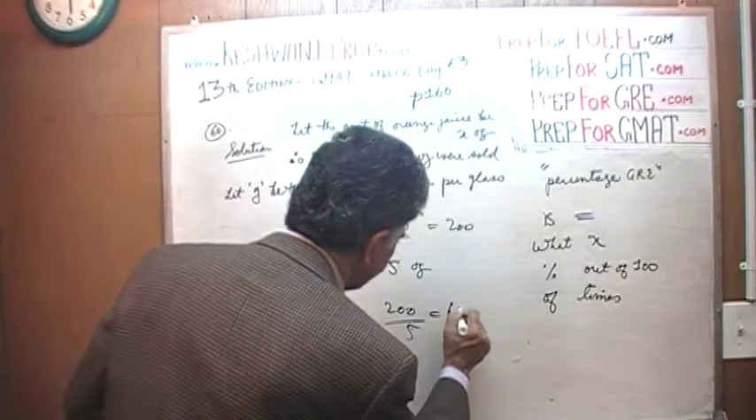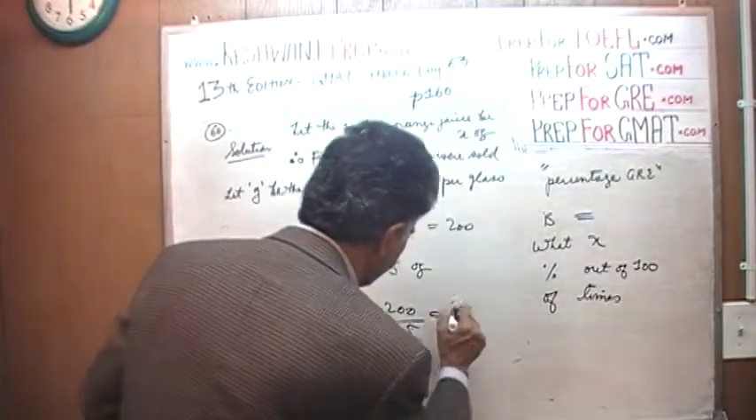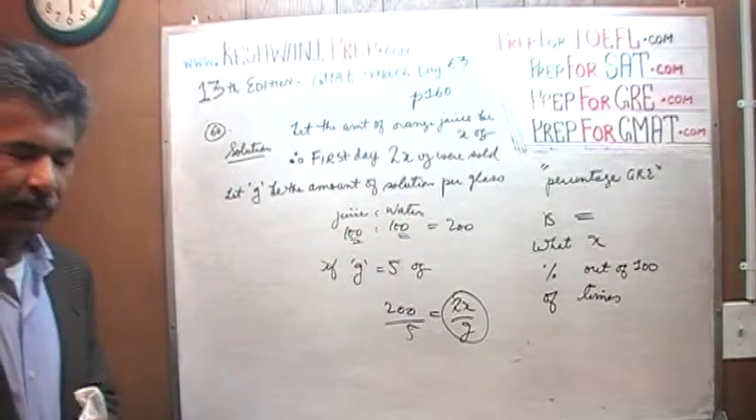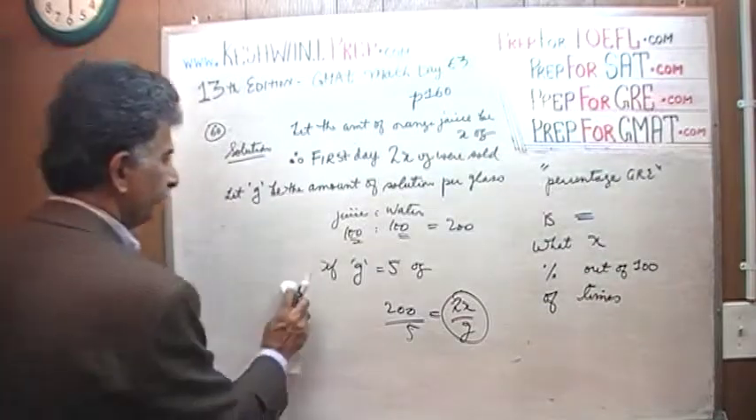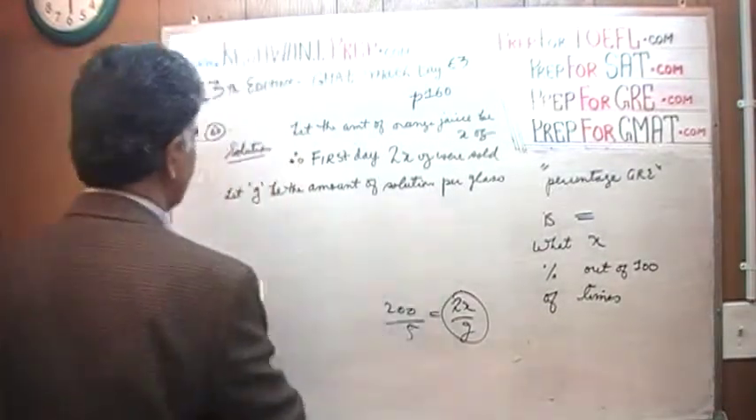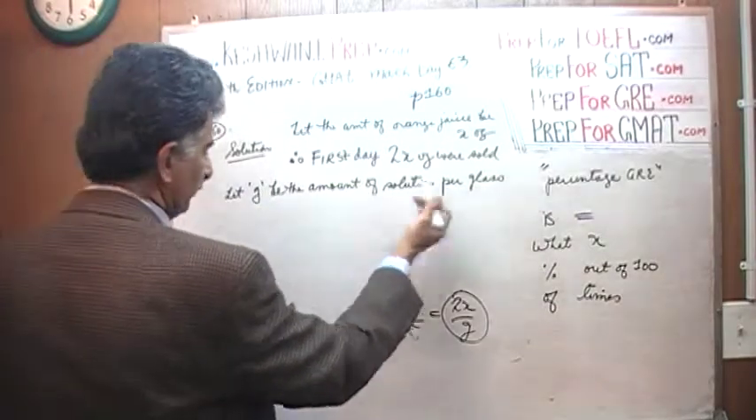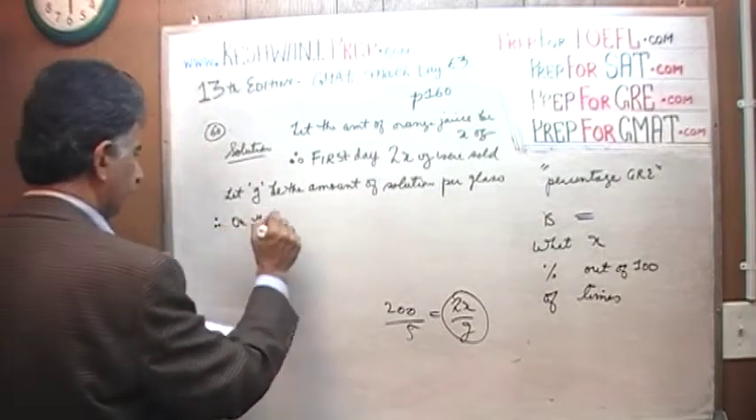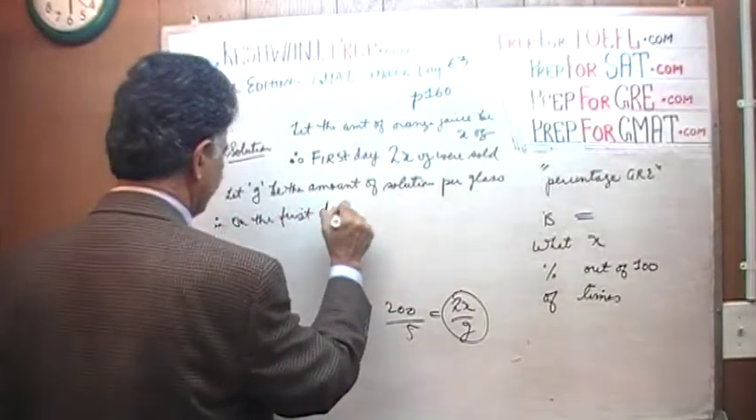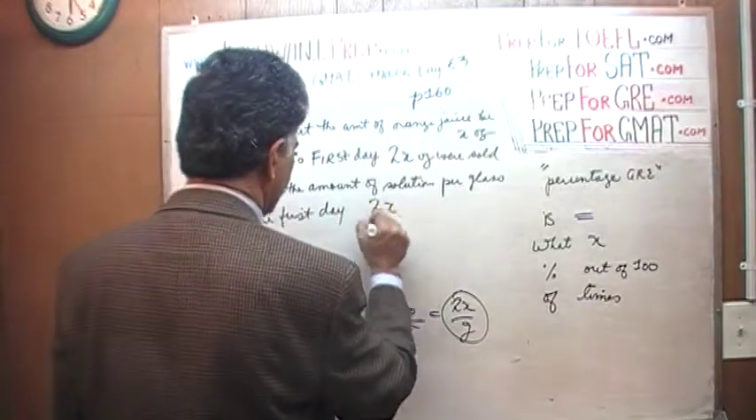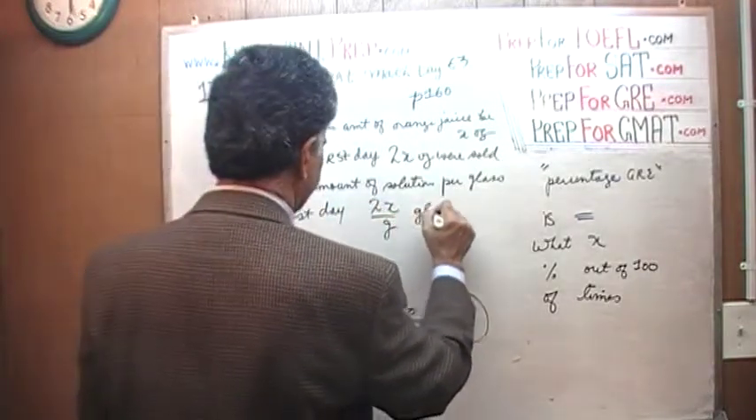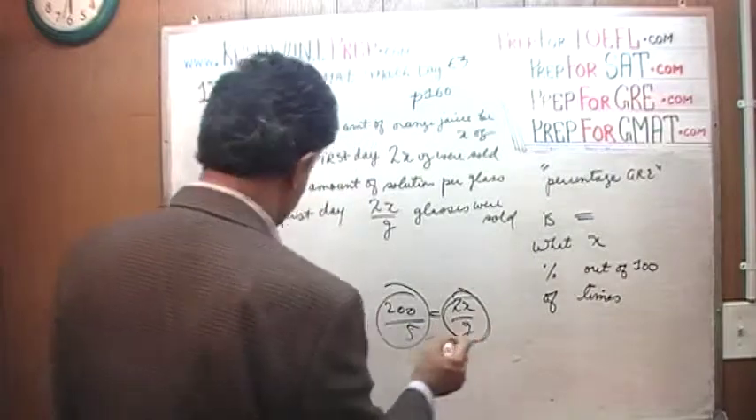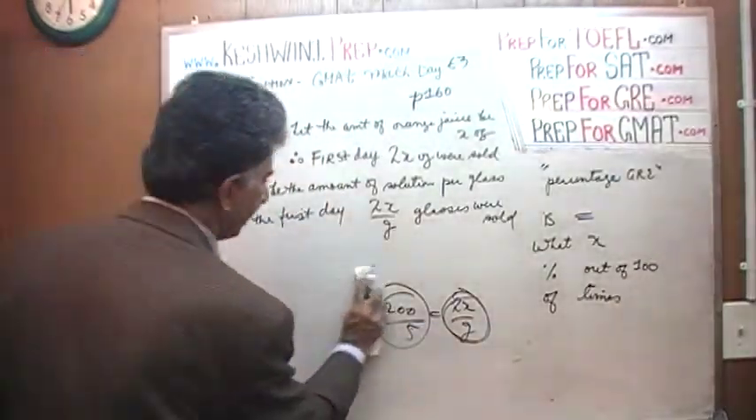Here it is 2x divided by g. That's how many ounces we have, that's how many glasses he sold. So let G be the amount of solution per glass. Therefore, on the first day, 2x over g glasses were sold, as we just found out here. That's it, we're done with that part.